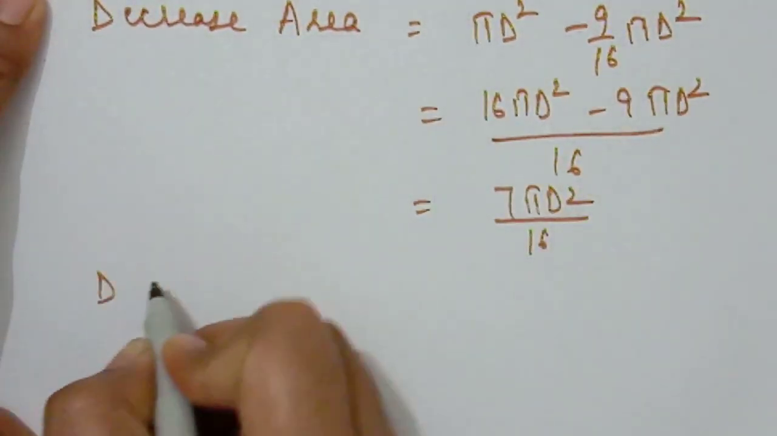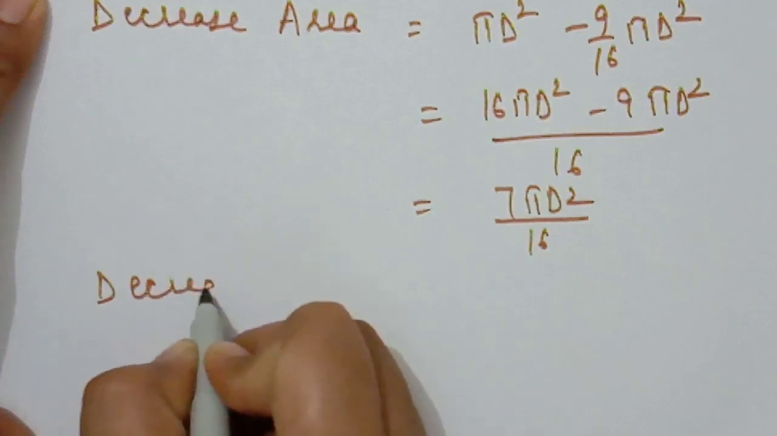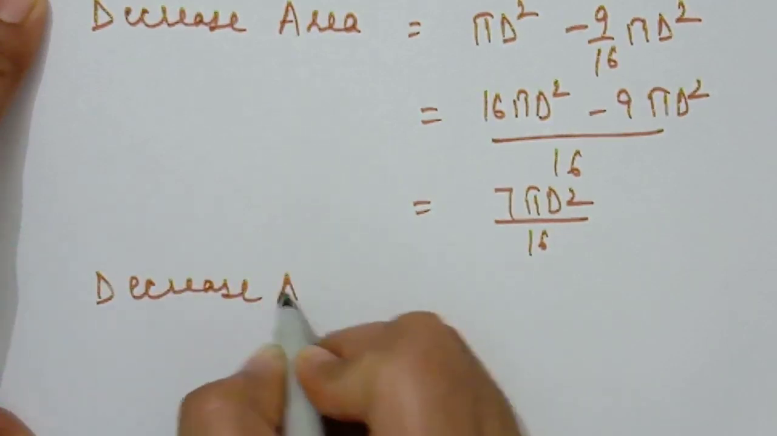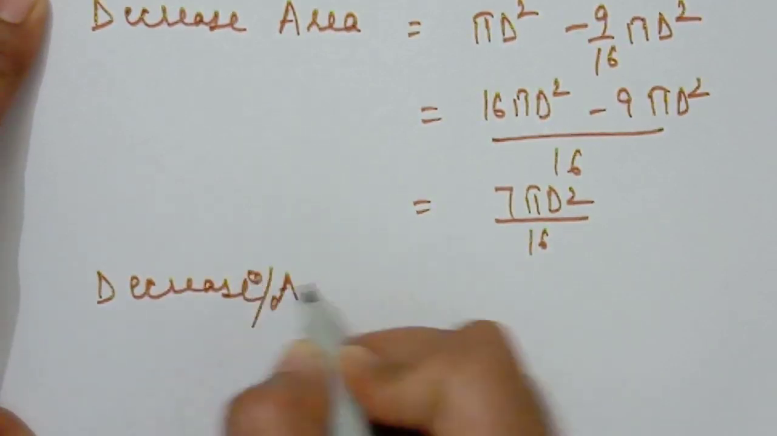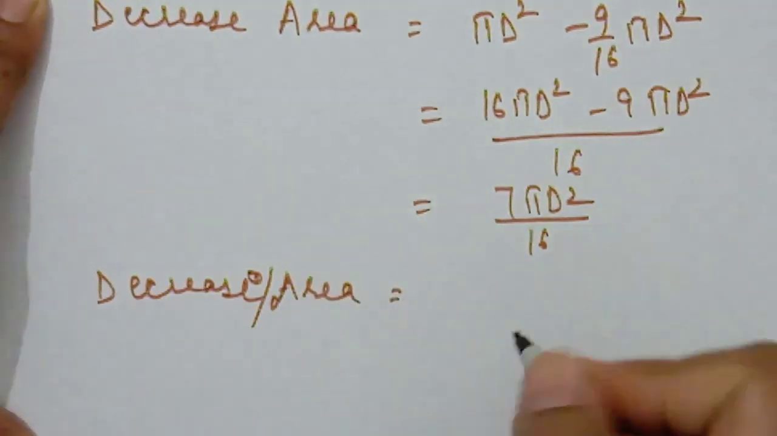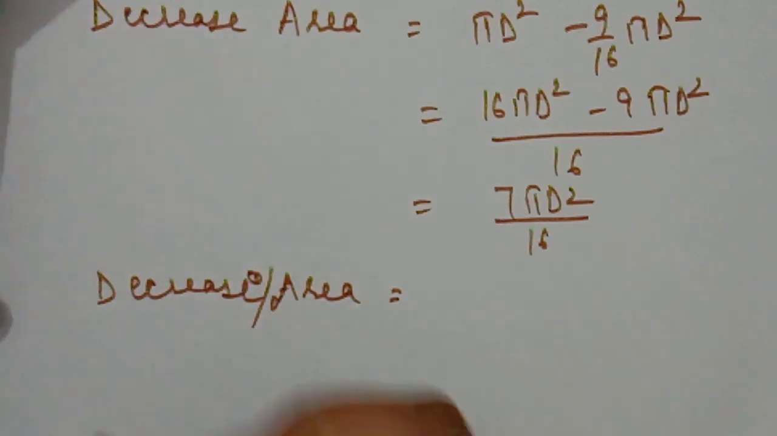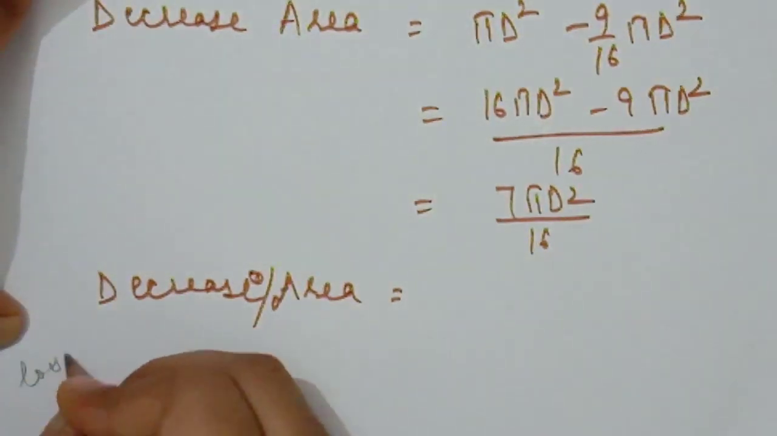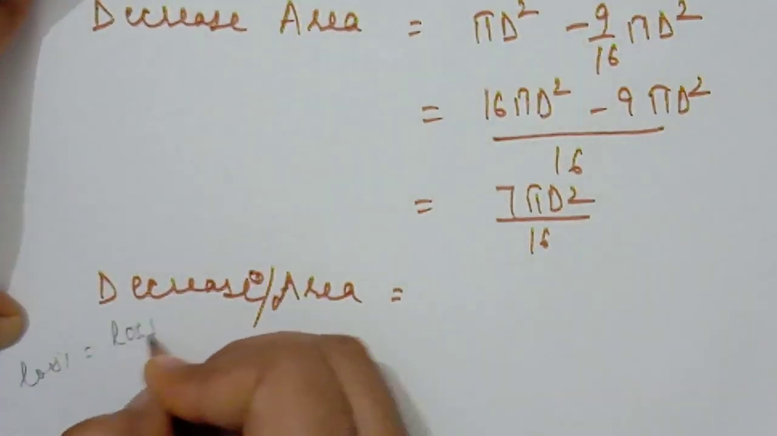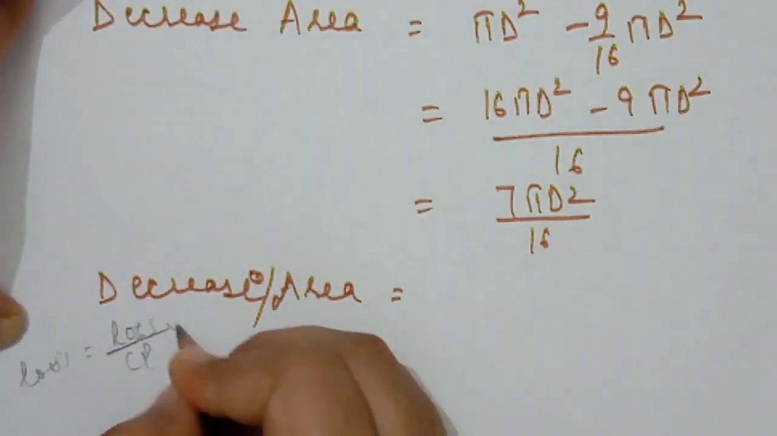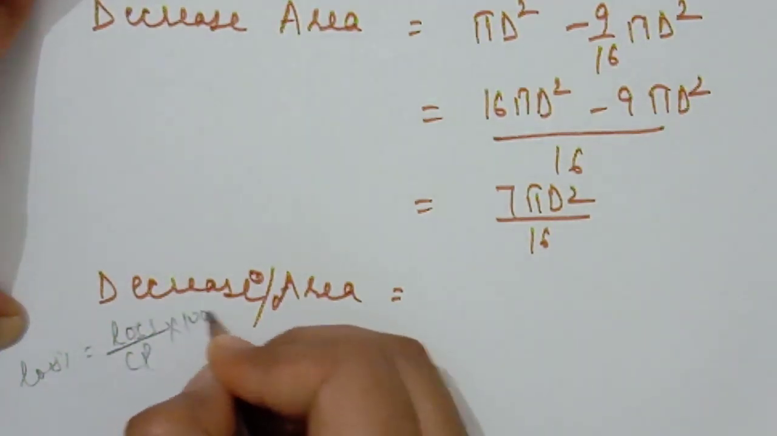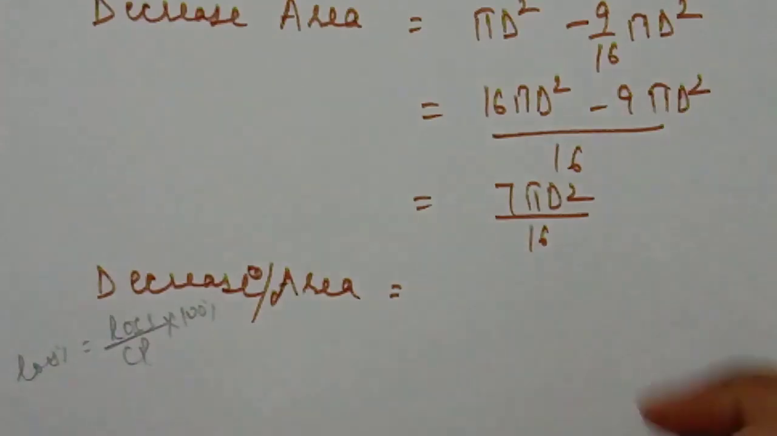Now we have to find the decreased percentage area. So how will we find the percentage? I think you know it very well. When we find the loss percentage, it is loss upon original CP multiplied by 100%. So we will follow the same procedure.